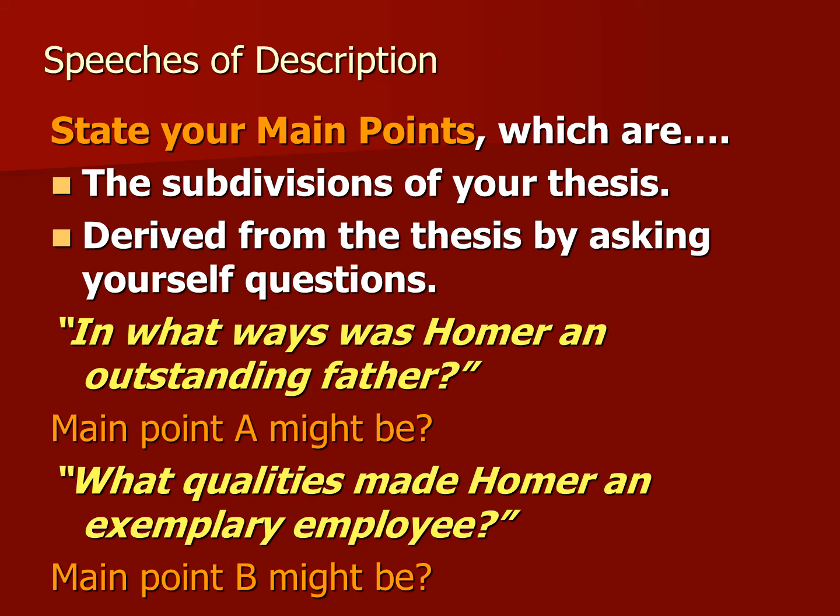Using that thesis statement, here's how you would probably come up with your main points. Now, the main points are the subdivisions of your thesis. You might ask yourself questions. Okay, my first main point. Let's have our first main point be Homer was an outstanding father. So you'll ask yourself, in what ways was Homer an outstanding father? And those will be your subpoints. Your second main point, B, would probably be Homer was an exemplary employee. So your subpoints would be, okay, what qualities made Homer an exemplary employee?